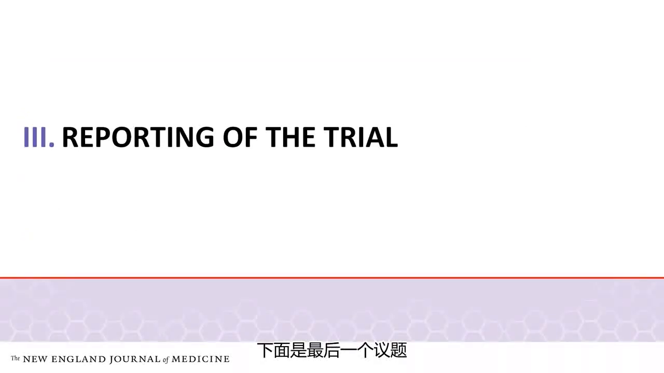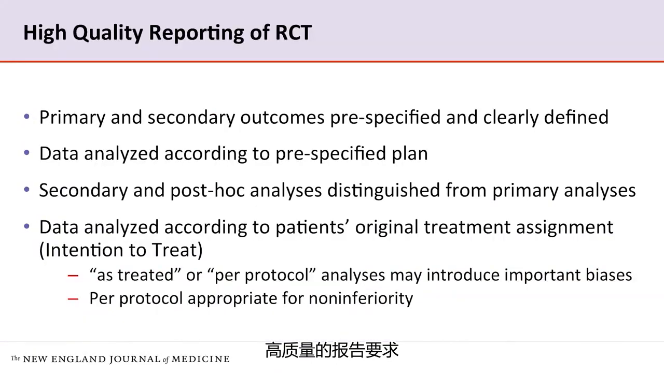I will now shift to the final topic, an assessment of the quality of the reporting of the clinical trial. High-quality reporting requires that the primary and secondary outcome measures are pre-specified and clearly defined, and that data are analyzed according to a pre-specified plan. Secondary and post-hoc analyses should be clearly distinguished from primary analyses.